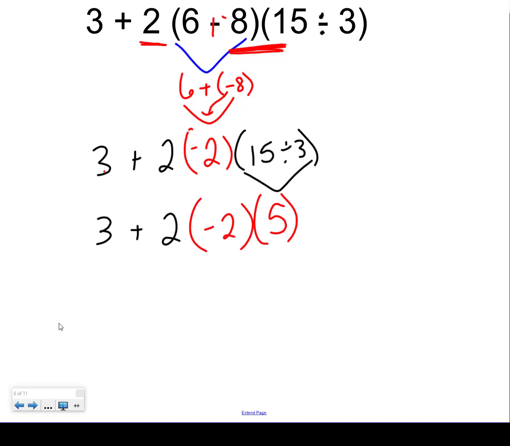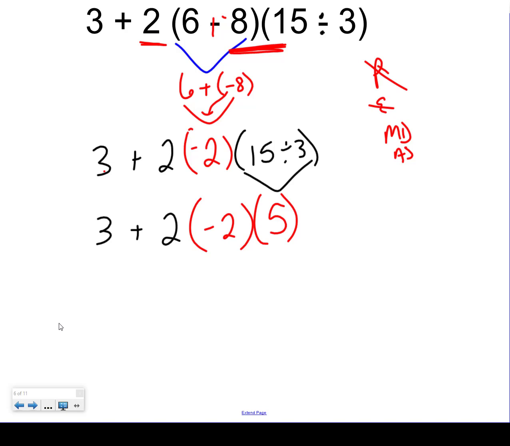All right, so let me go back. I haven't written the rules here. So here's my parentheses, exponents, multiply, divide, add, subtract. We've now completed our parentheses. Now we're on to exponents, and I don't see any in this problem. Okay, so we're going to mark those out. Now we're on to multiply and divide from left to right.